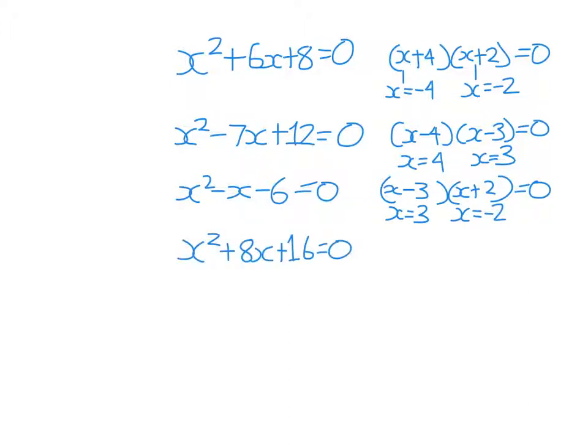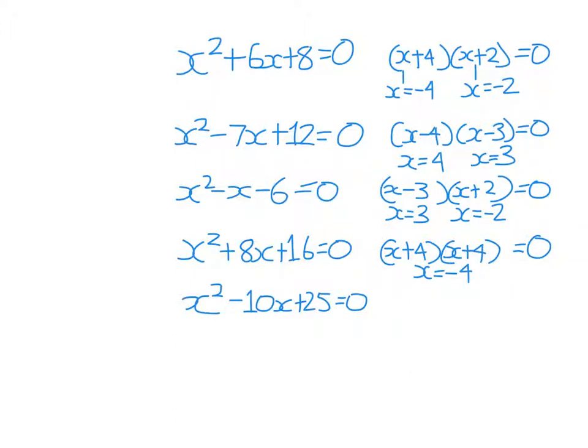So let's look at the equation x squared plus 8x plus 16 equals 0. So we're going to do that the same way. We're going to factorize it first. But the thing here is the 2 numbers that add to 8 and multiply to 16 are the same. They're both 4. So this is an example of a quadratic that has only one solution. Its only solution is x equals minus 4.